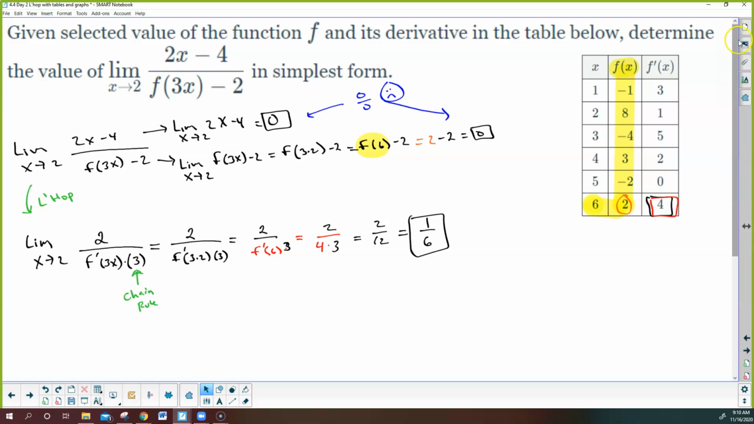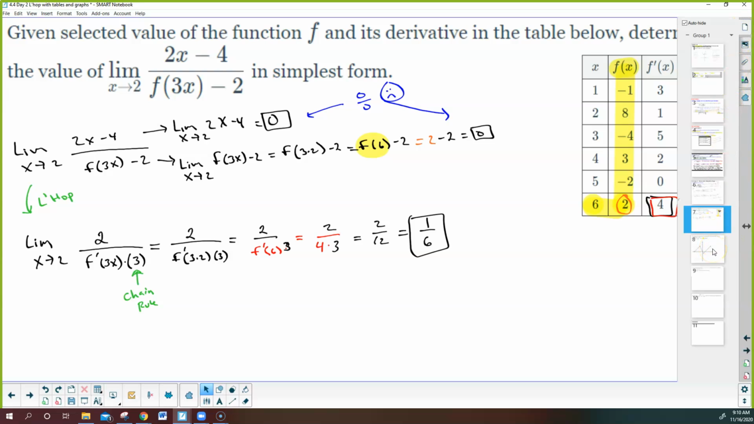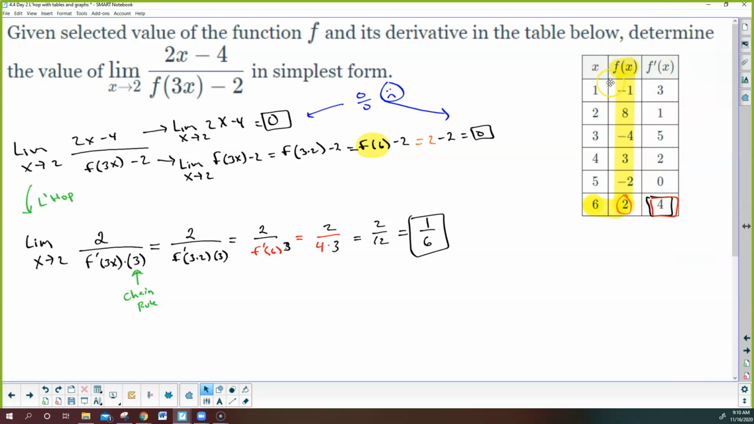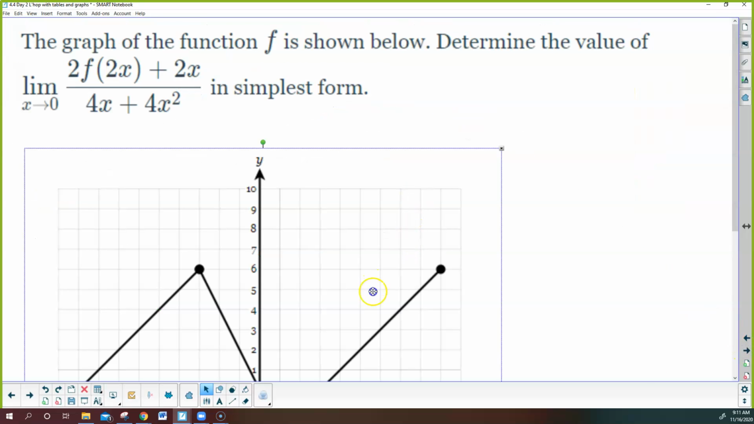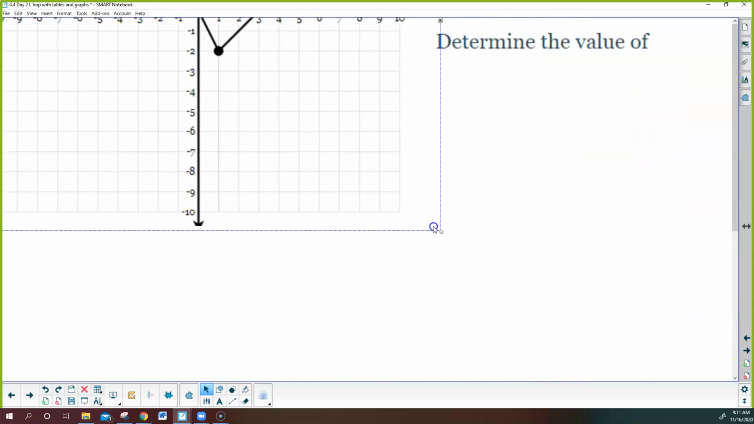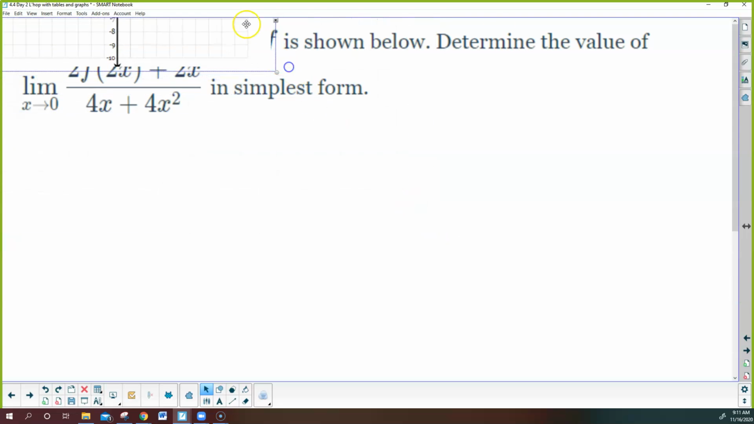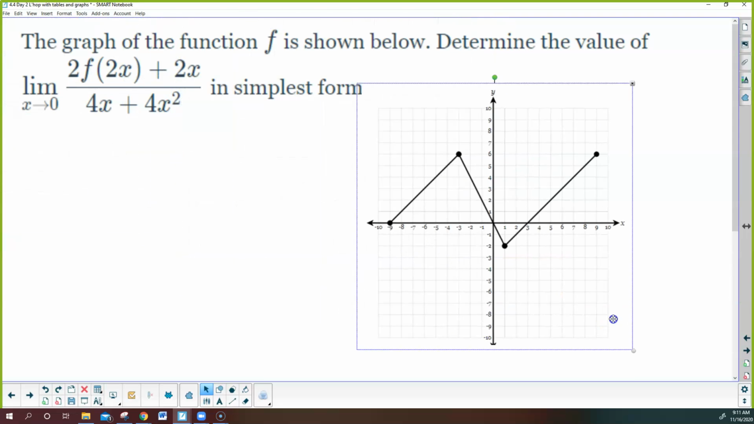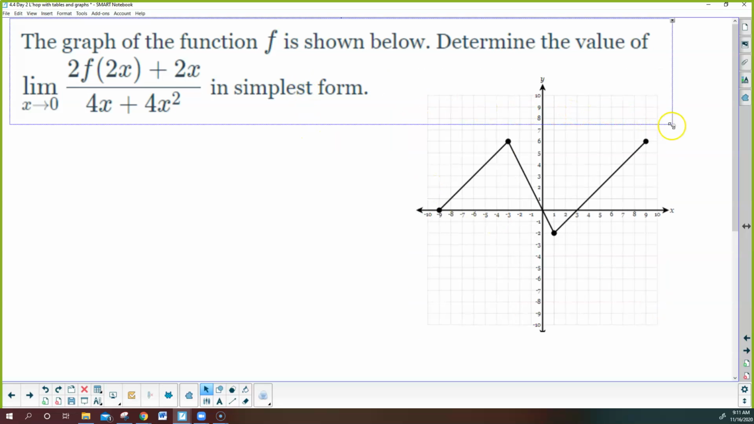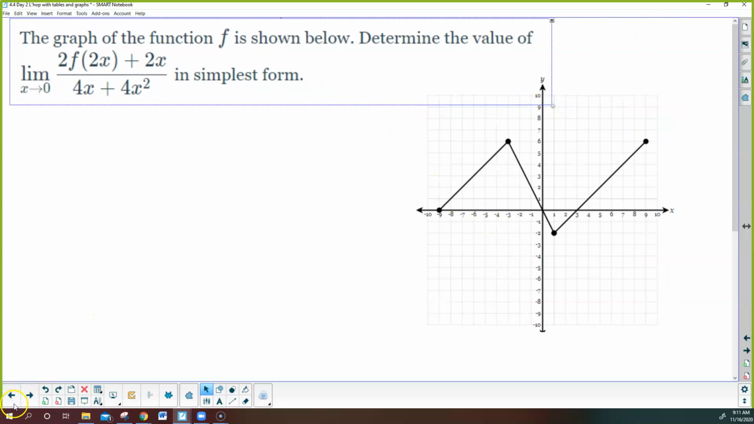All right, let's try. I think we got one more problem that we'll do. And notice the table gave us the points, right? And then it gave us the slopes at those values. Well, points and slopes can also be determined from a graph. And that's what this piece is right here. So resize this. I'm going to give you a very brief amount of time to draw this picture.